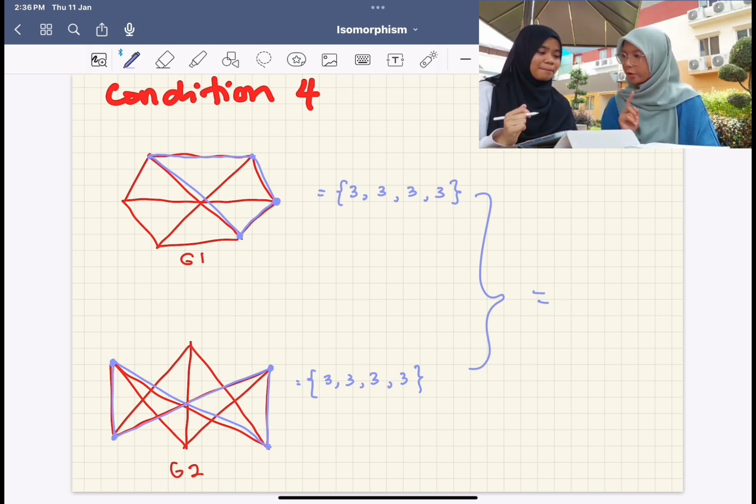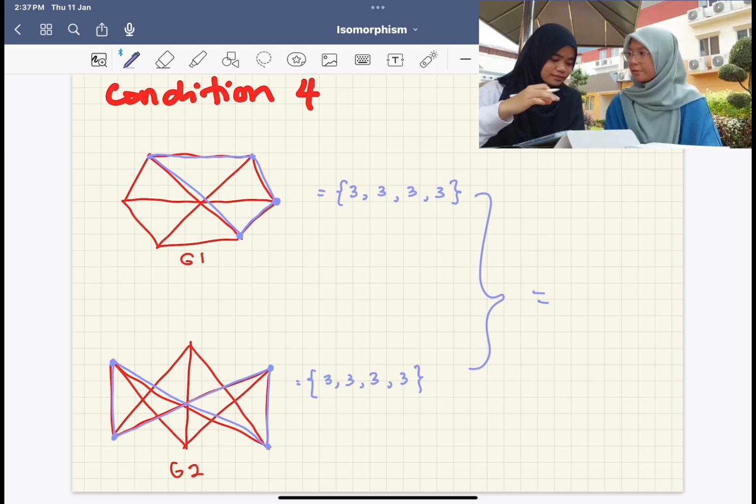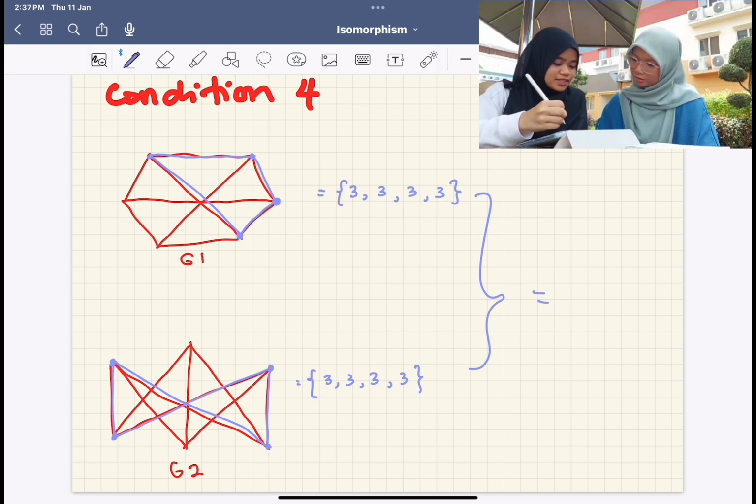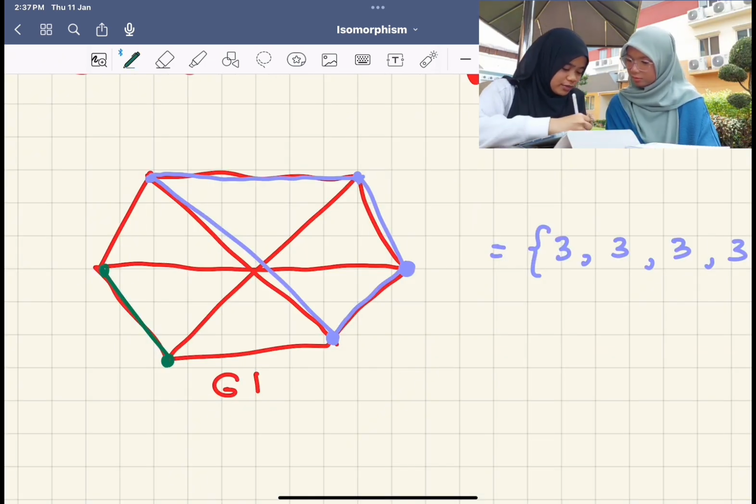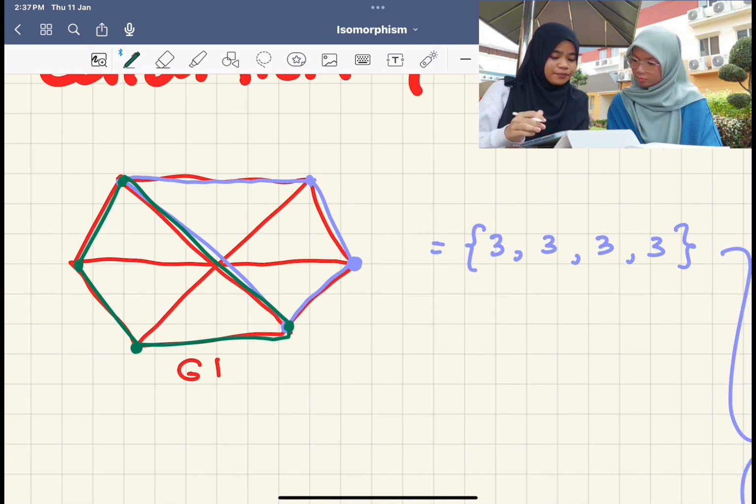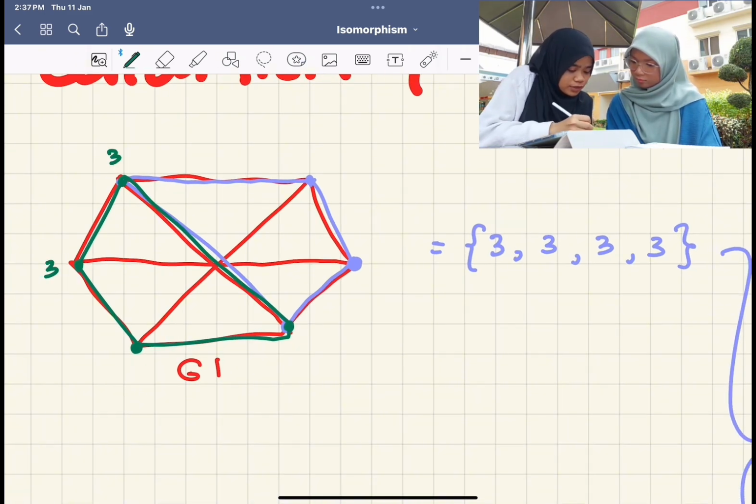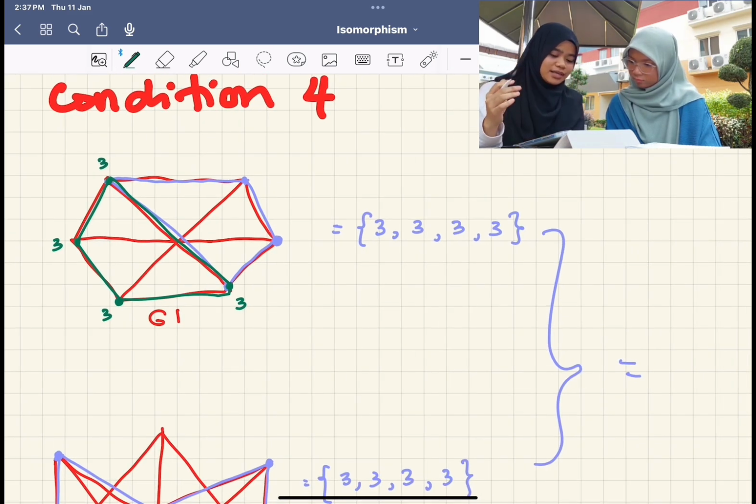So I have a question. How about we start from different vertices? We can also start from different vertices. For example, we can start from here, right? And then we can go here, here. We can just go until we form one cycle. And if we count here, it's also 3, 3, 3, 3. It also has the same cycle length. So it doesn't matter where you want to start.